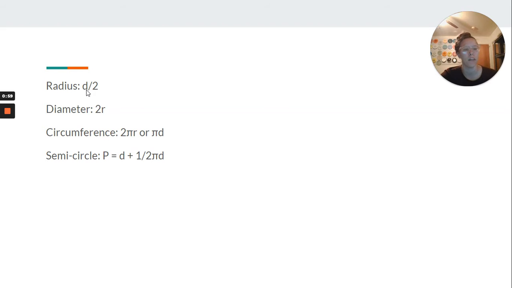Radius, if you don't know it, you'd take the diameter divided by 2. Diameter is 2 times the radius. Circumference is either 2 times pi times the radius or pi times the diameter. And a semicircle is a little more complicated. So it's diameter plus half pi times the diameter.